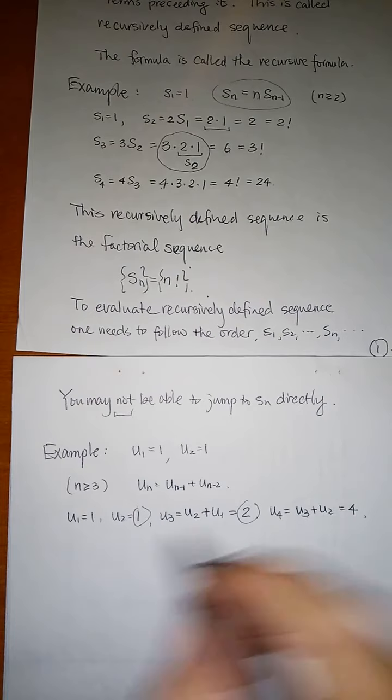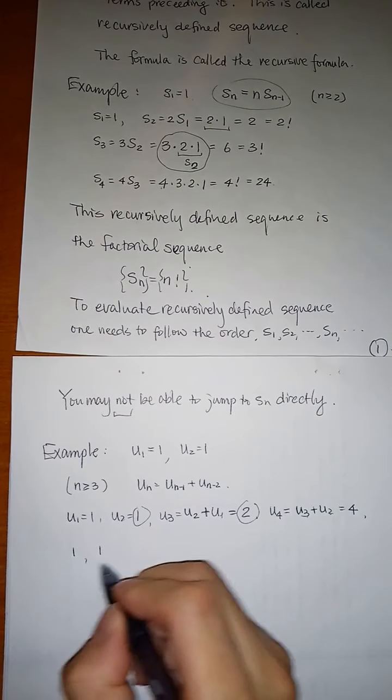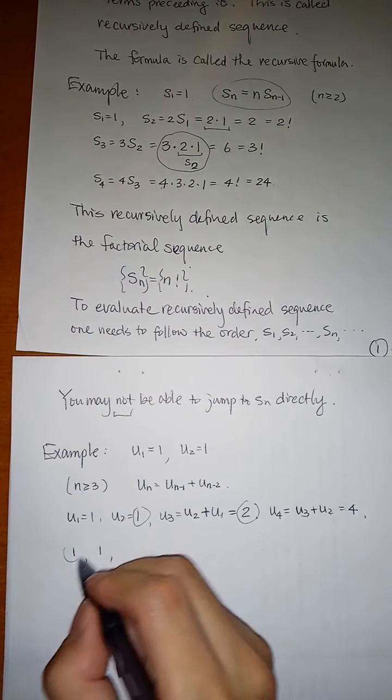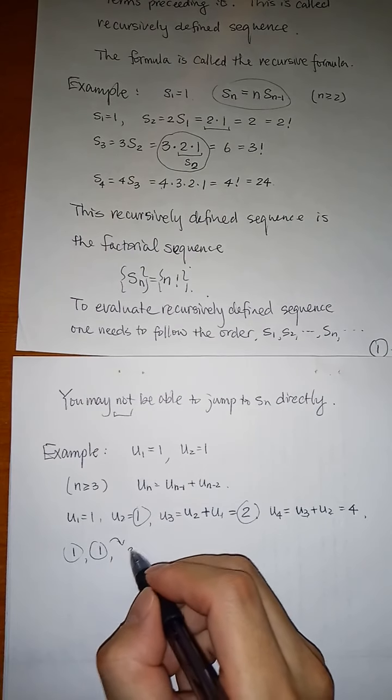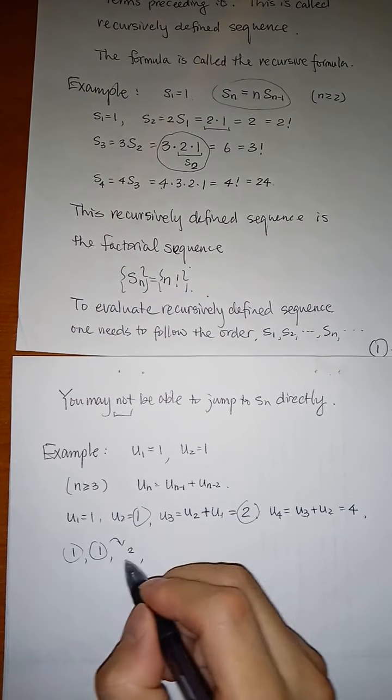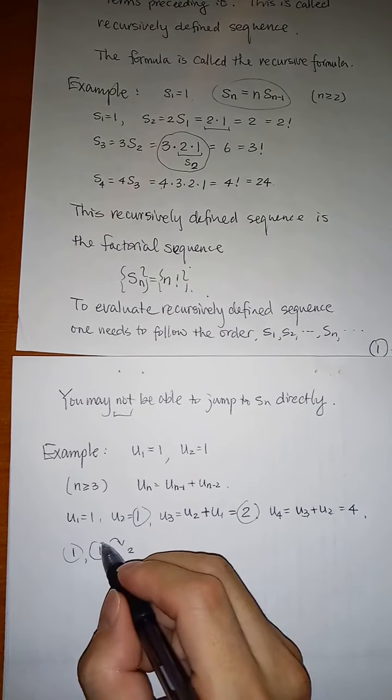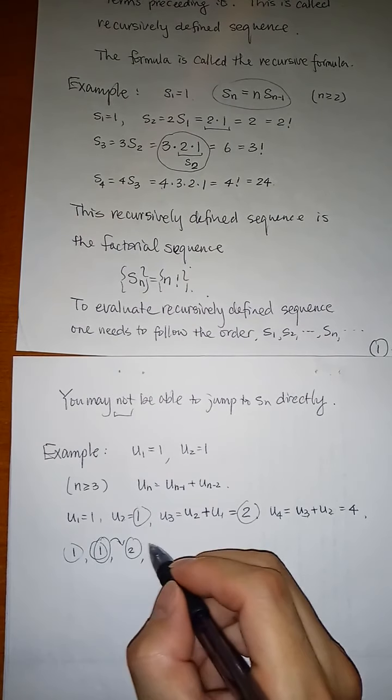So what is the pattern? You first get 1 and 1, and the next number is the sum of these two numbers. You get 2. So this is U3. U4, what is U4? You get this one plus this one.